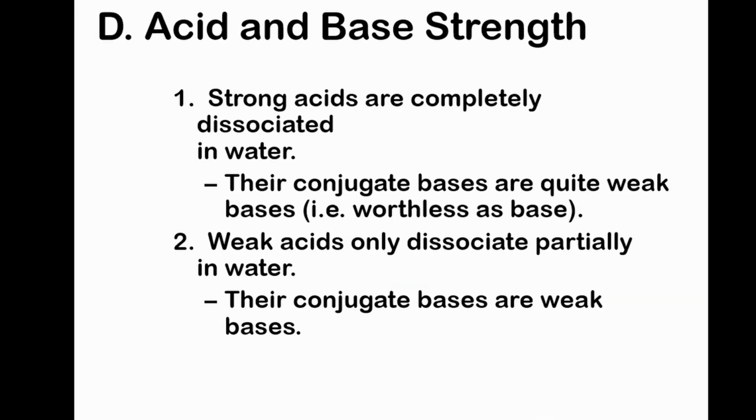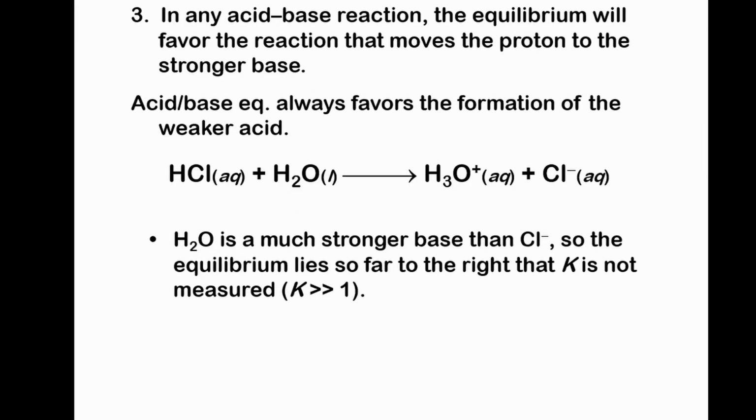Strong acids are completely dissociated, and their conjugate bases are quite weak. I like to call them worthless bases. Weak acids only partially dissociate in water, and their conjugate bases are weak. Number 3 has a couple different variations, but it's a sentence you kind of memorize and pull out whenever you need to apply it.